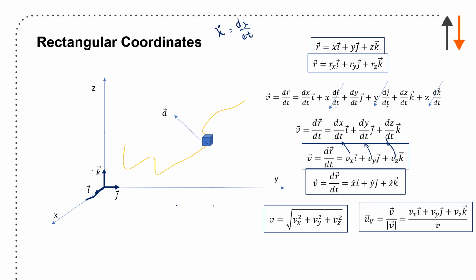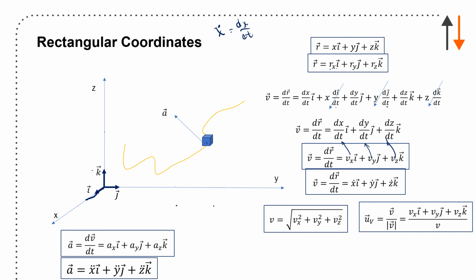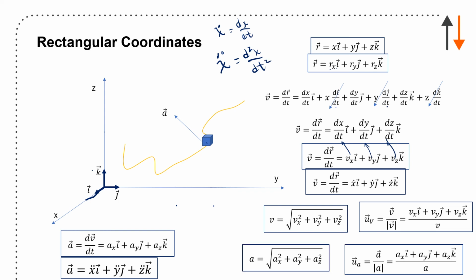Acceleration, as I mentioned before, is not necessarily going to point in the direction of motion or in the direction of the path. In fact, most times it doesn't. And so I end up with acceleration, which is equal to dv/dt, ax i plus ay j plus az k, or x double dot i, y double dot j, and z double dot k. And all that is the second derivative of whatever variable of interest with respect to time. Magnitude, same thing. I normalize the acceleration by the magnitude of acceleration. I get the direction.